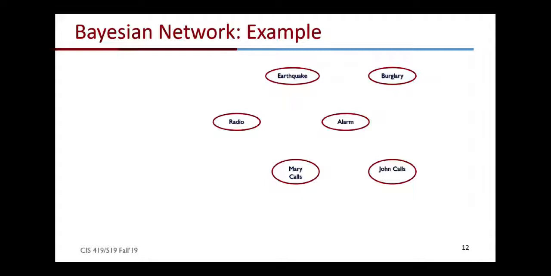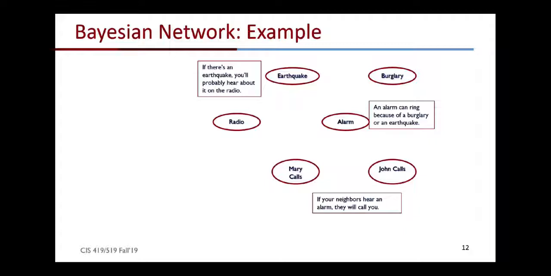Now, the story itself dictates what kind of assumptions we want to make, or what is the structure, the graphical structure, that we're going to impose on this set of variables. So if there's an earthquake, you'll probably hear about it on the radio. An alarm can ring because of a burglary or an earthquake. And if your neighbors hear an alarm, they will call you. So that's my suggested graphical model.